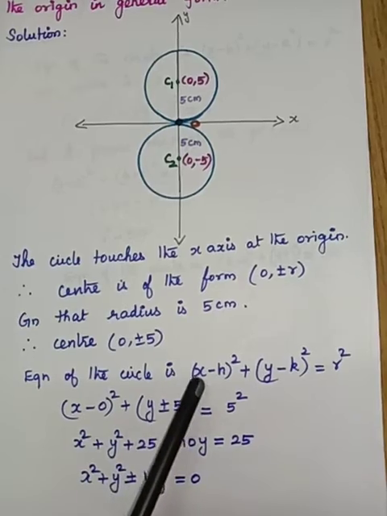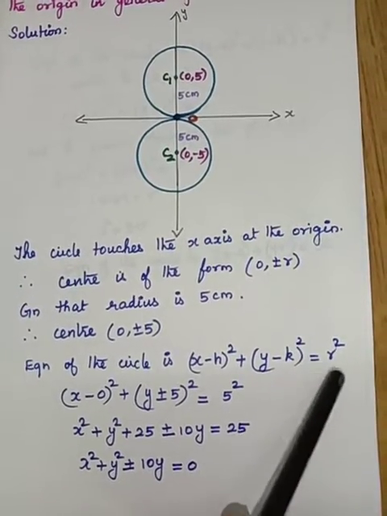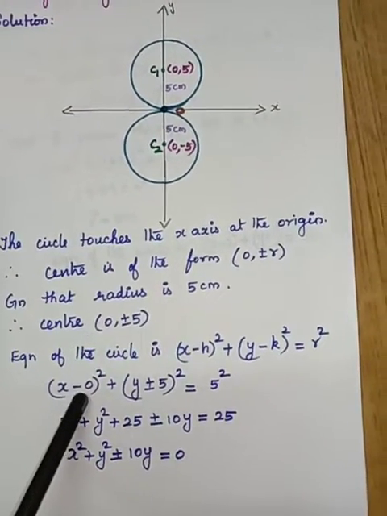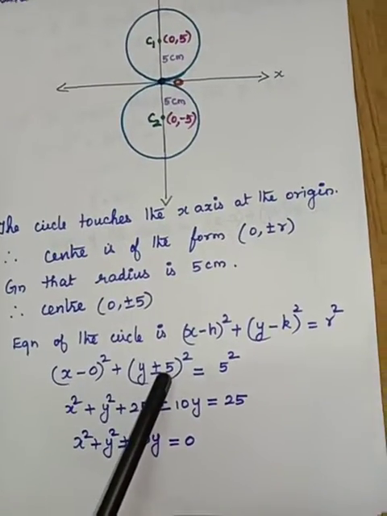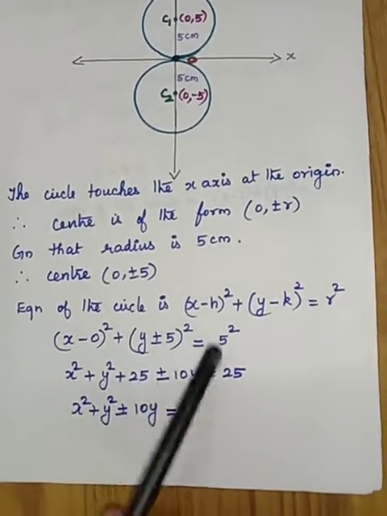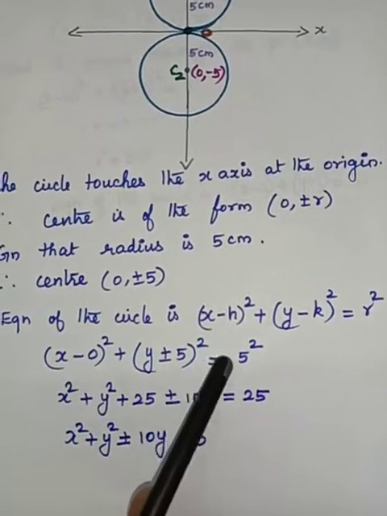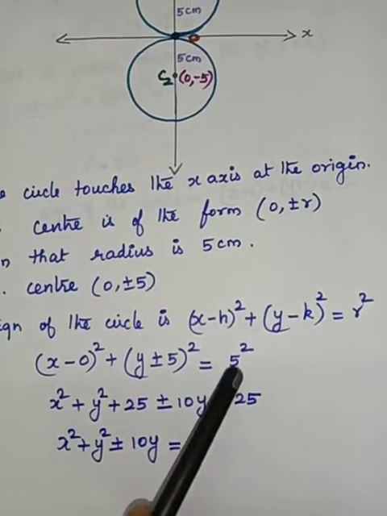You can write, the formula is x minus h the whole square plus y minus k the whole square is equal to r square. So in the place of h, you have to substitute 0. In the place of k, you have to substitute plus or minus 5. You can write separately or you can write together. So y plus or minus 5 the whole square is equal to, what is the radius given? 5, so 5 square.